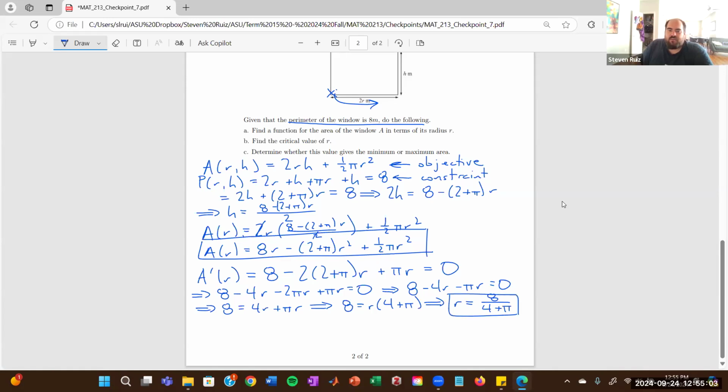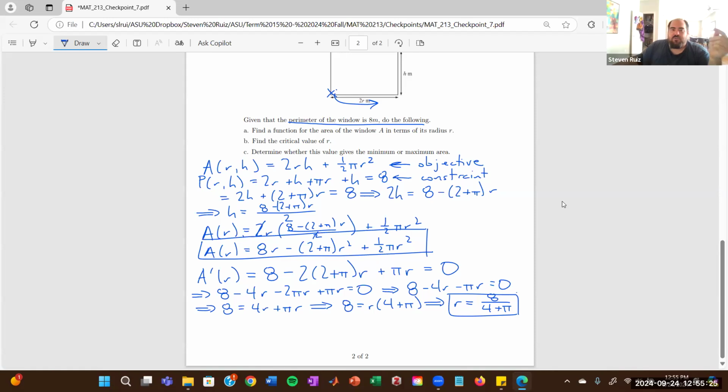So if you want, you can find what the area is that comes from this point. I didn't ask for that. I'm just asking for what the critical value of r is. And we found that critical value. So we know now that when r is equal to 8 over 4 plus pi, we're going to get either a minimum or a maximum. That's what I've told you. Now we've got to find out what kind of thing that is.